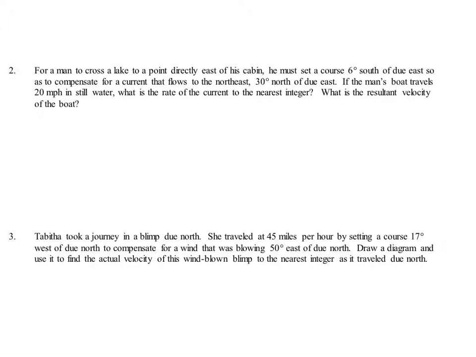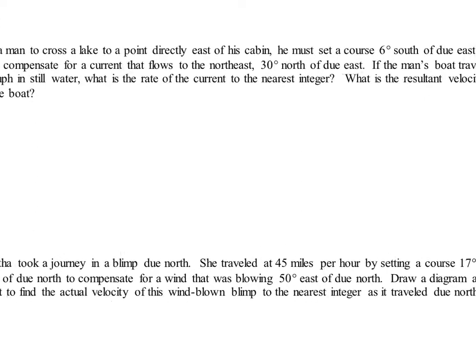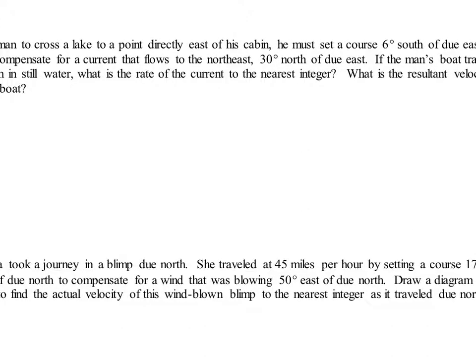But we do have a lake. Lakes are good. All right, so for a man to cross a lake to a point directly east of his cabin, which I suppose we're to assume is on the edge of the lake, he must set a course 6 degrees south of due east so as to compensate for a current that flows to the northeast, 30 degrees north of due east. All right, so that's fun.